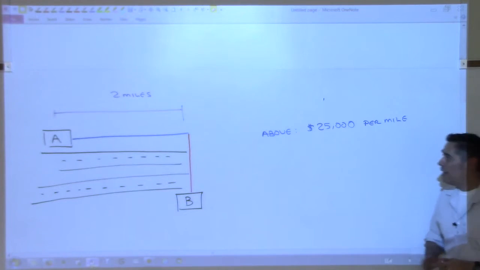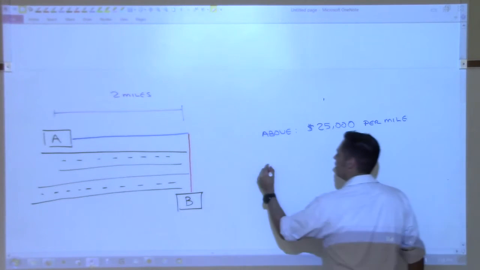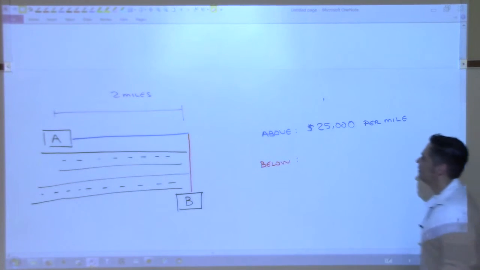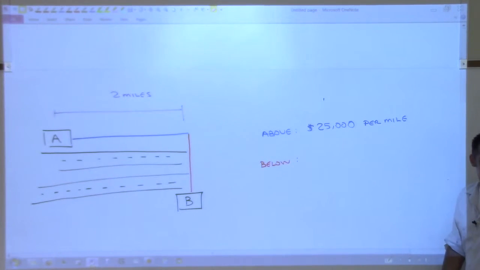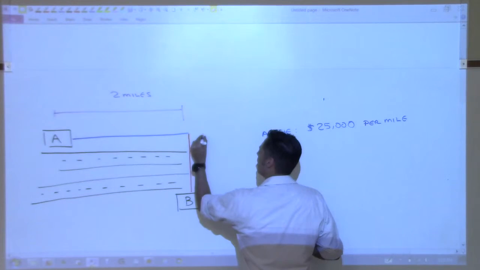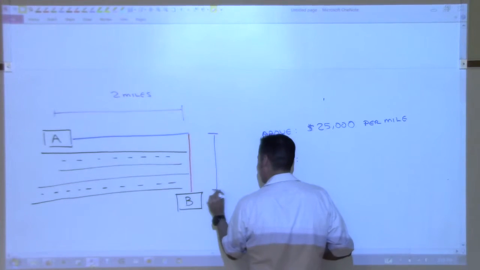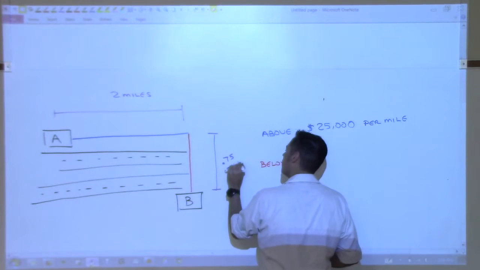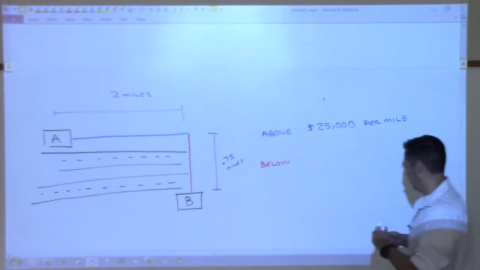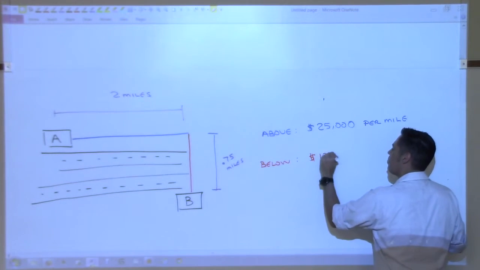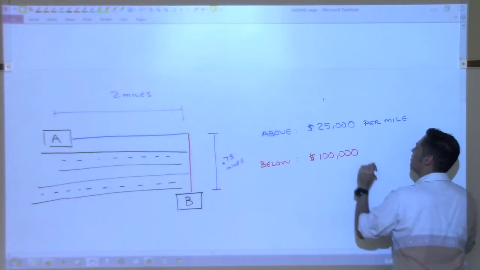Then the red, which is below ground. Now, what are we talking here? You want to go with 100,000 a mile? Wait, but how far is that? Let's make a distance. Let's say the distance from here to here, just for making it difficult, 0.75 miles. Okay? So how much do you want it to be? 100,000, let's go with that. So 4 times as expensive.